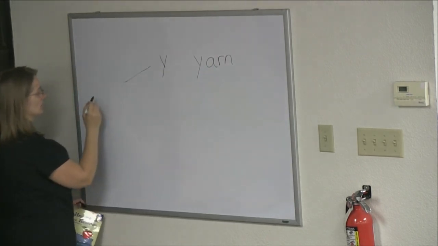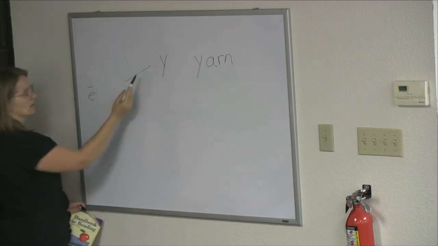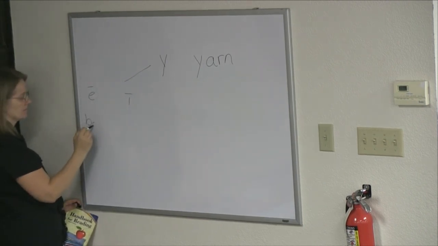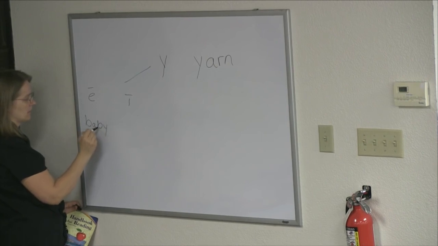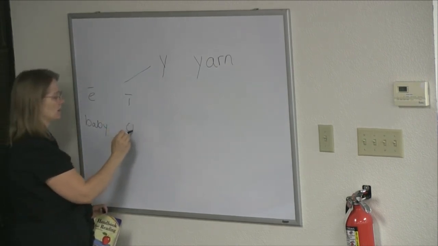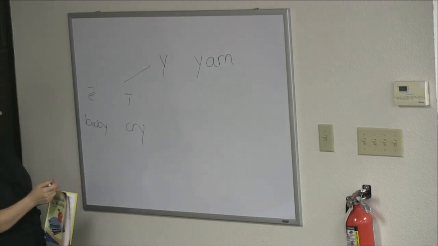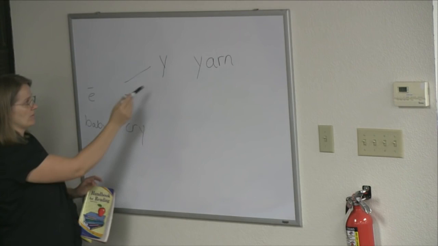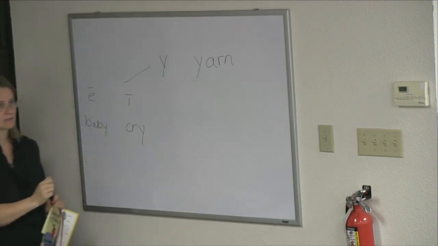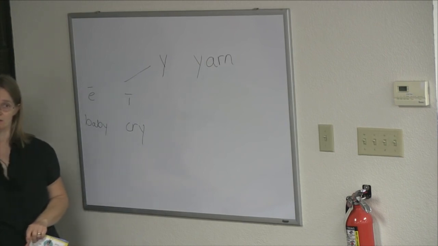When it's a vowel, it can say E, it can say I. Baby. Can you see how the Y is saying the E sound? And in cry, can you see how the Y is making the I sound? So it can act as a vowel, it can act as a consonant.